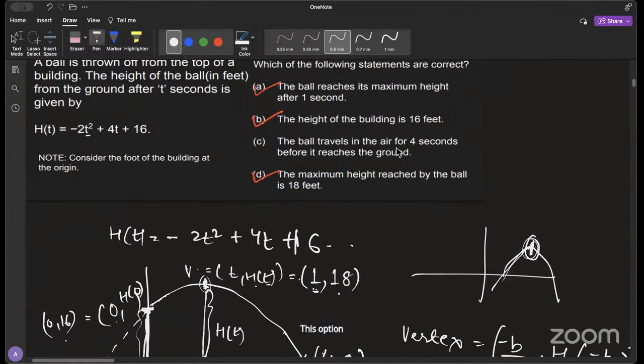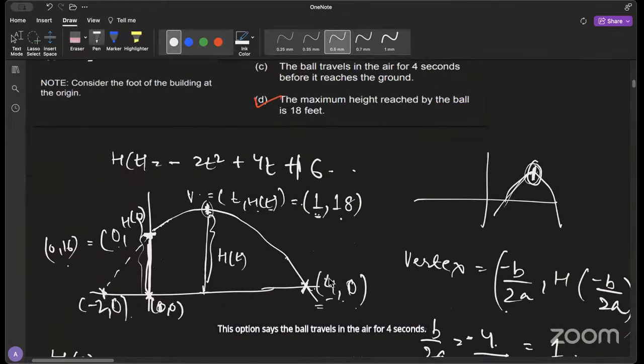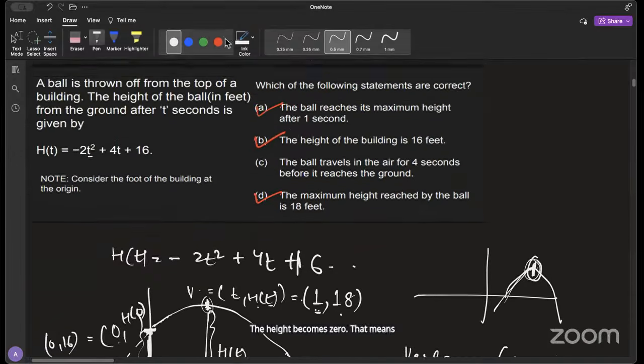This option says the ball travels in the air for 4 seconds, because this is the time. So it travels 4 seconds and then it hits the ground here. The height becomes 0. That means this option should be correct as well. So all of the options are correct in this one.